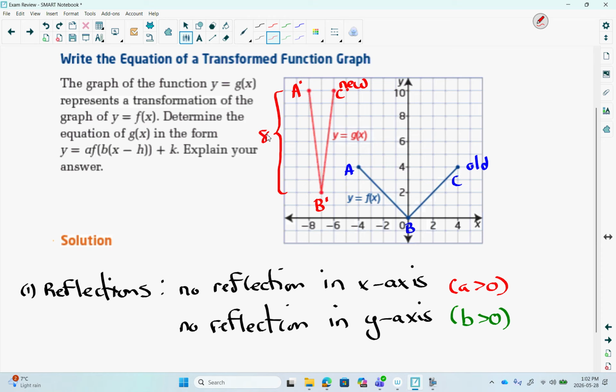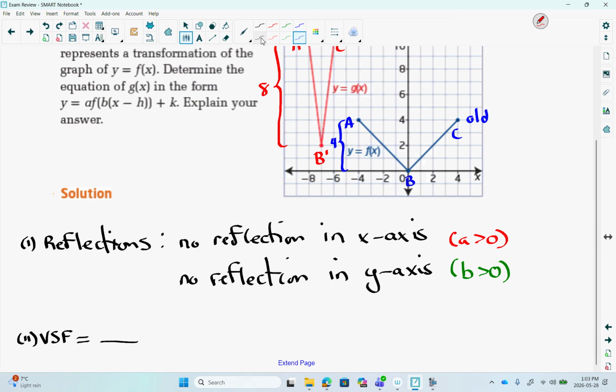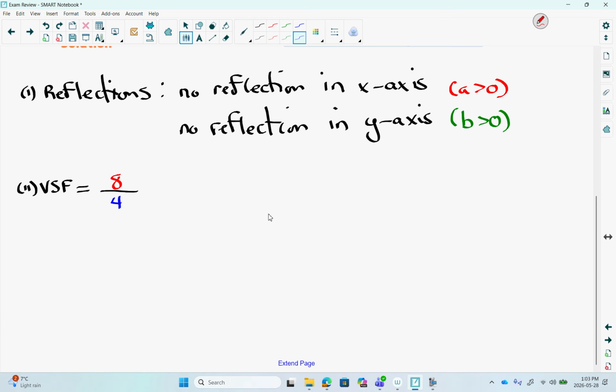It's 8, Gav. Thanks. I'm going to compare that with the old, or the original. Now know this, that if I compare A to B on the new, I have to compare it with A to B on the old. How many units is that? From 0, that's where B is, up to 4. It's 4 units. When you're calculating your vertical stretch factor, you would go 8, the new, divided by the old, 4. What's that equal? What's 8 divided by 4?